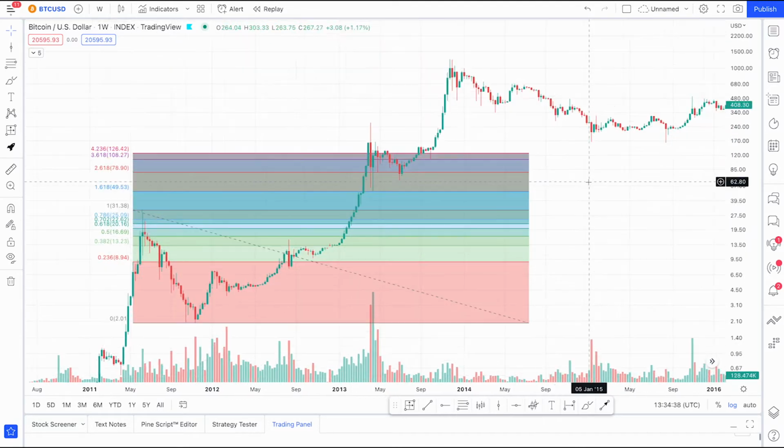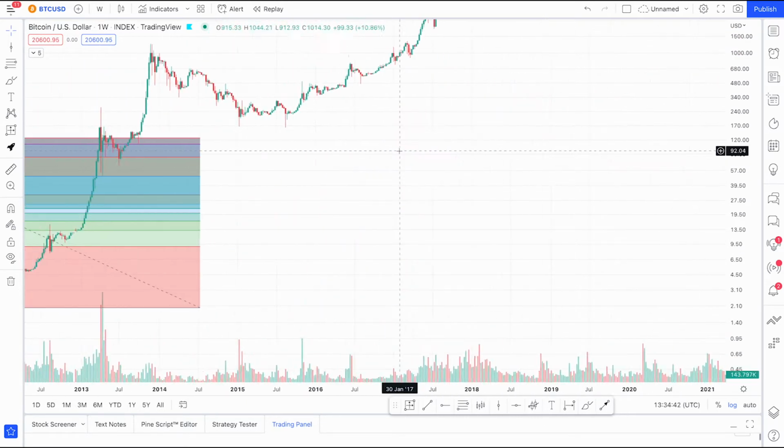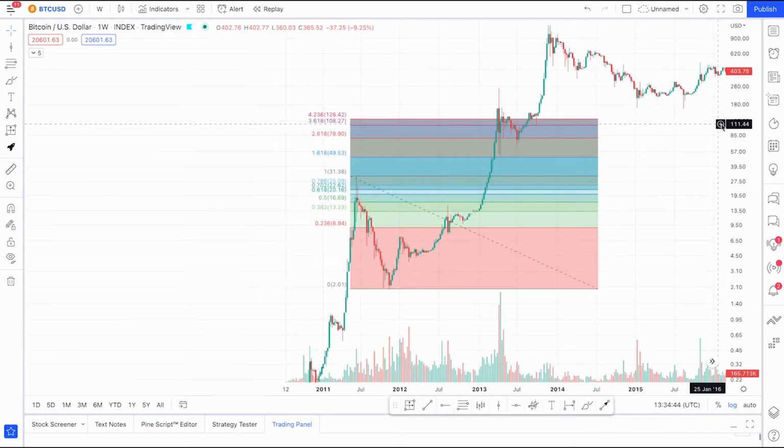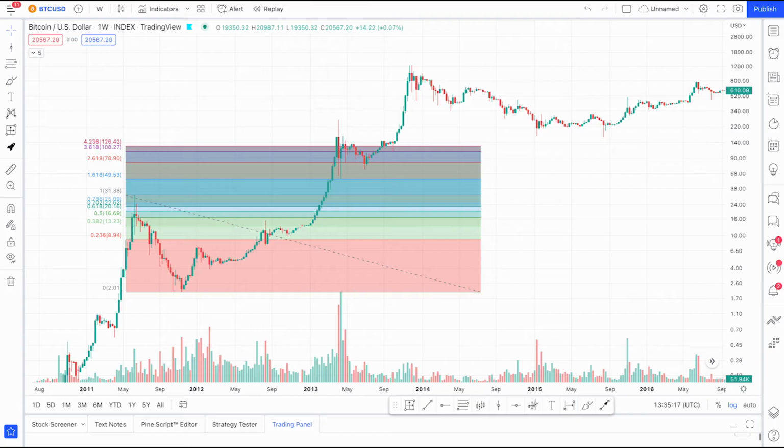Now, would the Fibonacci Retracement tool have accurately predicted the next pump? Guys, it would have accurately predicted the next pump after that cycle. One thing you have to know is that you have to trust the process. Time is the essential ingredient of mastery. Use it to your advantage. If there's anything I've learned from studying the Bitcoin price chart, it's that when you find something, the emotions of the whole market might be saying something else, but facts don't lie.